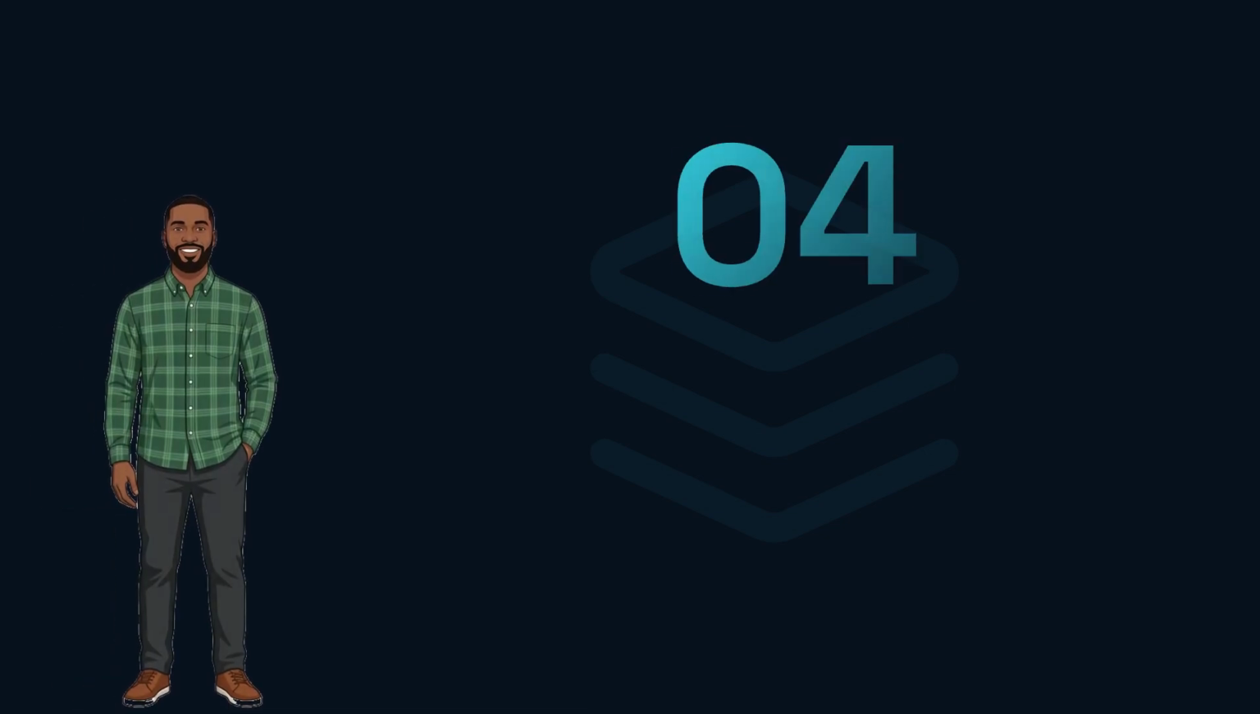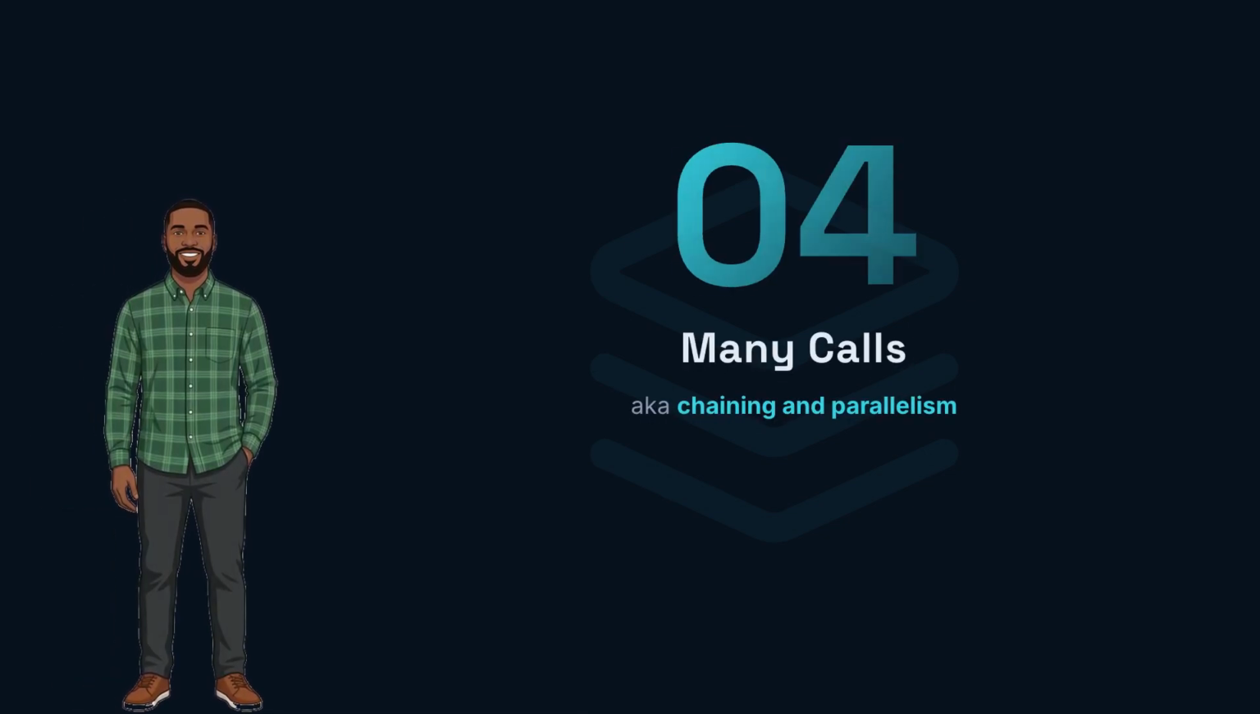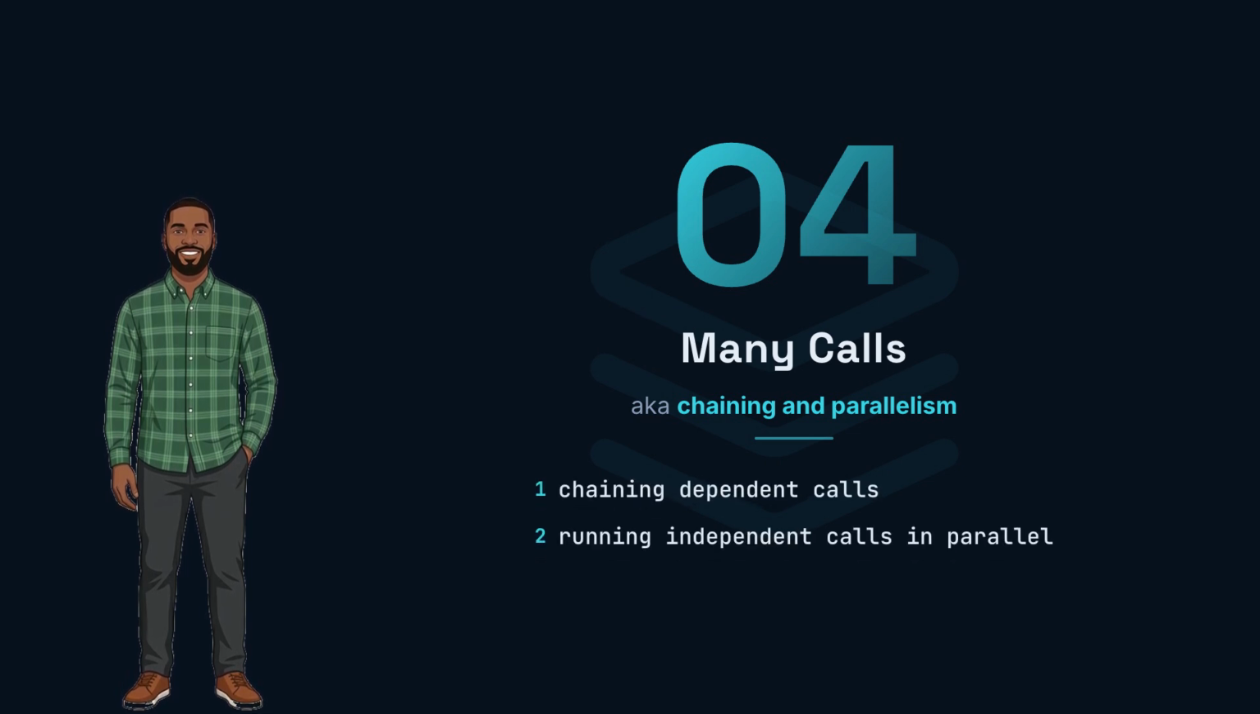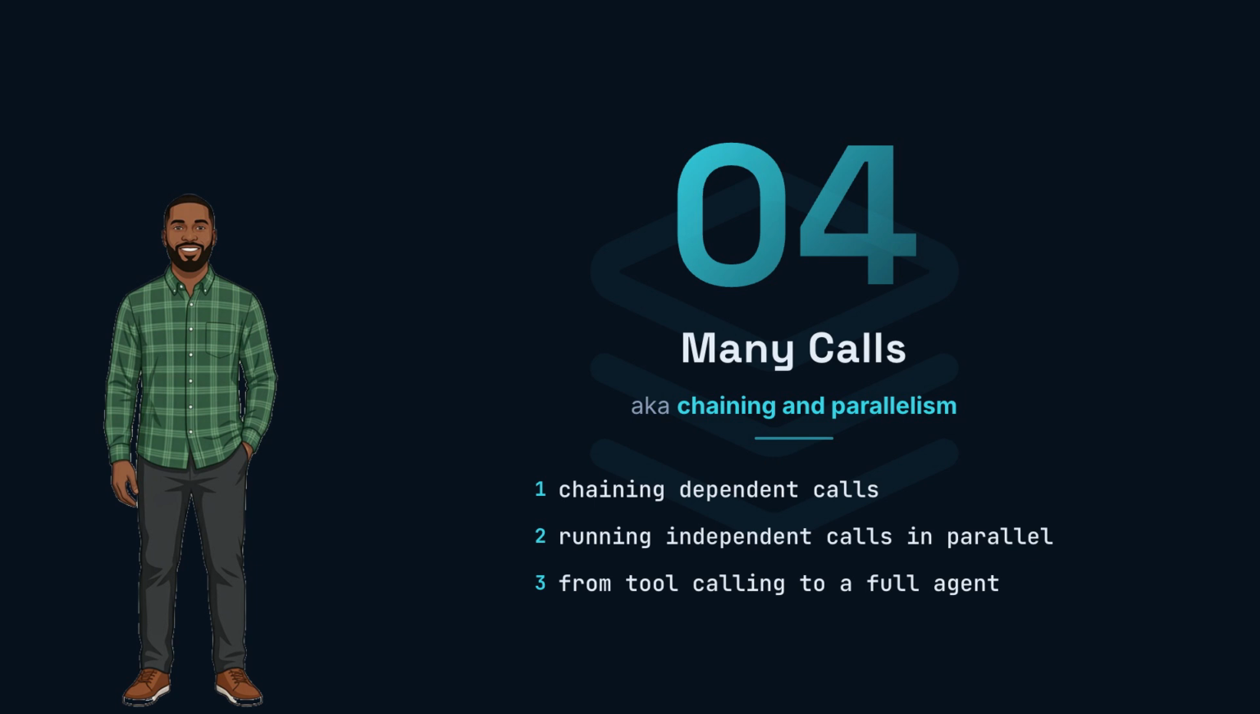Chapter 4. Many calls, also known as chaining and parallelism. In this chapter, we'll walk through 3 things. 1. Chaining calls that depend on each other. 2. Running independent calls in parallel. And 3. The small step from tool calling to a full agent.